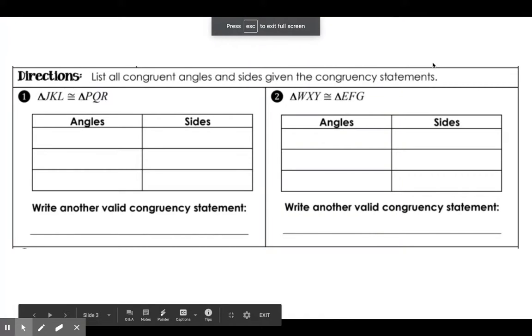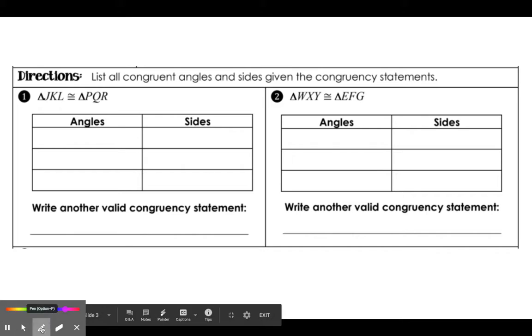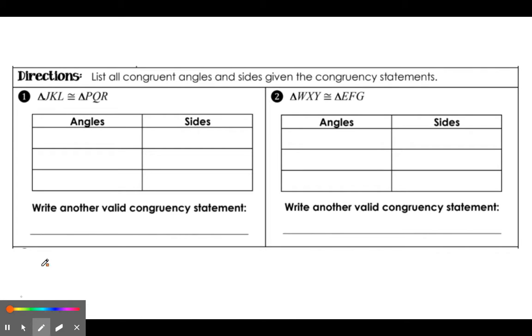Okay, so in the last video, we saw that the corresponding parts of congruent triangles are congruent. So we're going to take a look here and we are going to write our congruency statements. We're going to start with the angles. According to this, J corresponds to P. So this tells me that if these two triangles are congruent, then angle J is congruent to angle P.